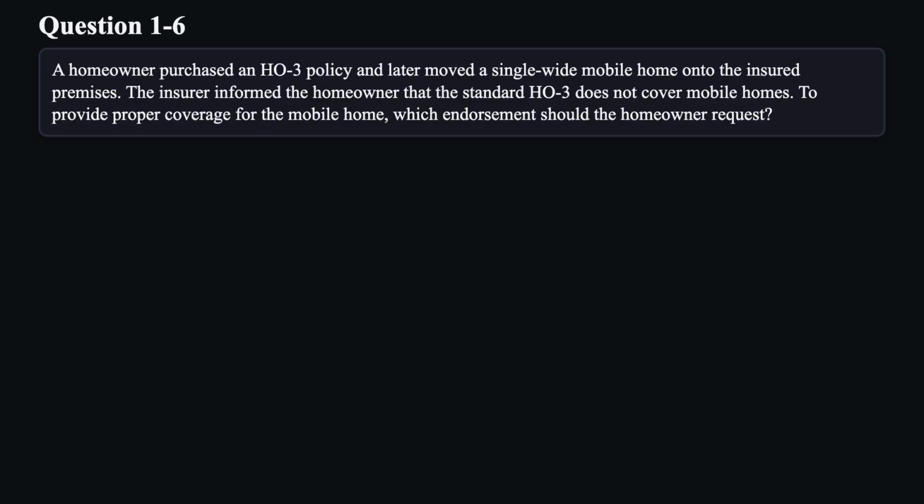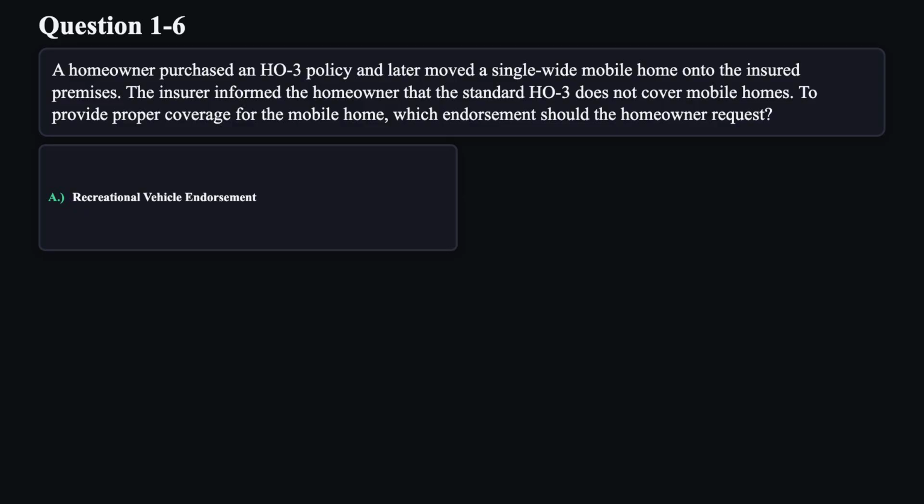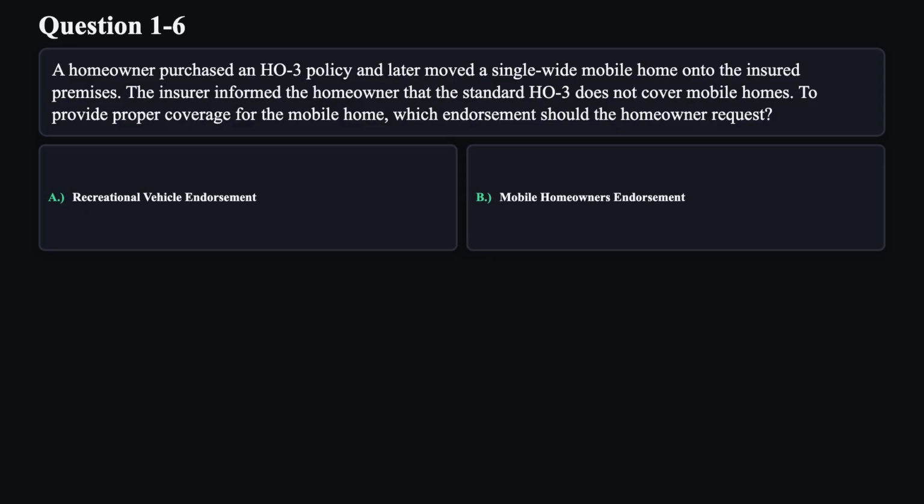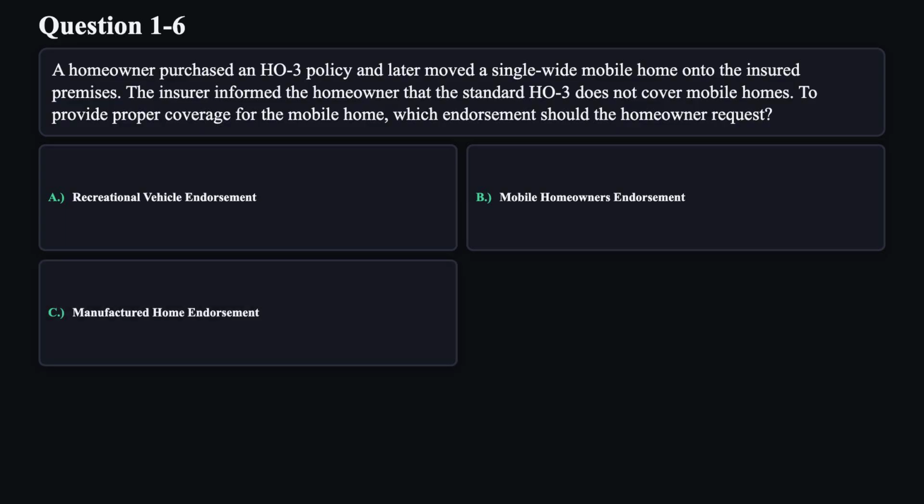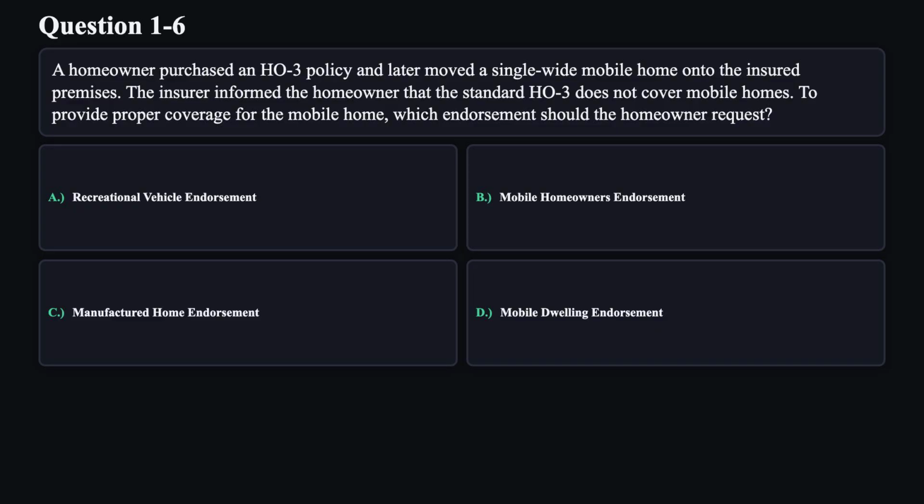Question 6. A homeowner purchased an HO3 policy and later moved a single-wide mobile home onto the insured premises. The insurer informed the homeowner that the standard HO3 does not cover mobile homes. To provide proper coverage for the mobile home, which endorsement should the homeowner request? A. Recreational vehicle endorsement. B. Mobile homeowner's endorsement. C. Manufactured home endorsement. D. Mobile dwelling endorsement.